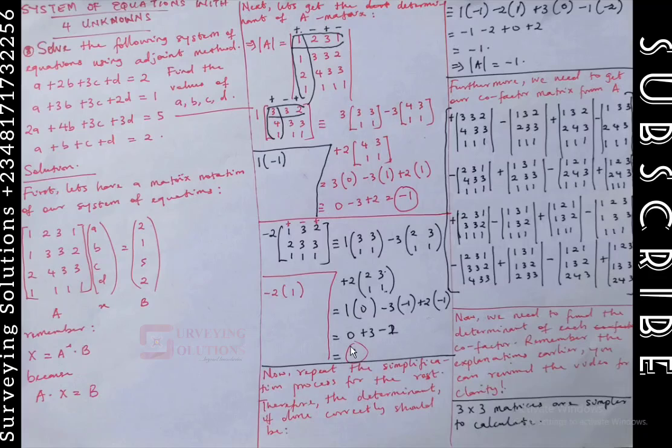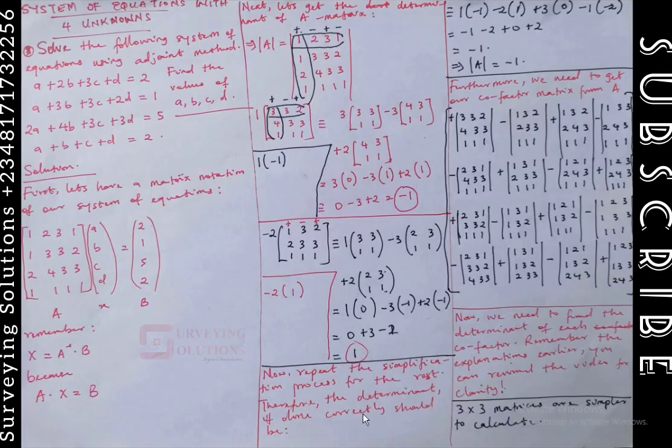0 multiplied by 1 will give you 0. Minus 3 times minus 1 will give you plus 3. Then plus 2 times minus 1 will give you minus 2, right? Good. So by the time you simplify this further, 0 plus 3 minus 2, you get plus 1, right? Good. So for this second element, we have minus 2 into plus 1. That's why you see that in this smaller box. So we said now repeat the simplification process for the rest.